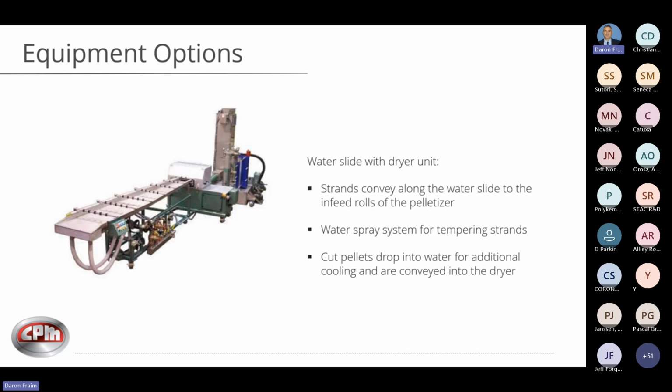Some other options here is a water slide unit with a dryer. In this case, you have strands that will slide along this water slide. You have sprayer systems that help temper. Many times this unit can be a little shorter because you have the supplementary dryer unit, where the pellets fall into a water system and are conveyed to the dryer unit for additional cooling and tempering.